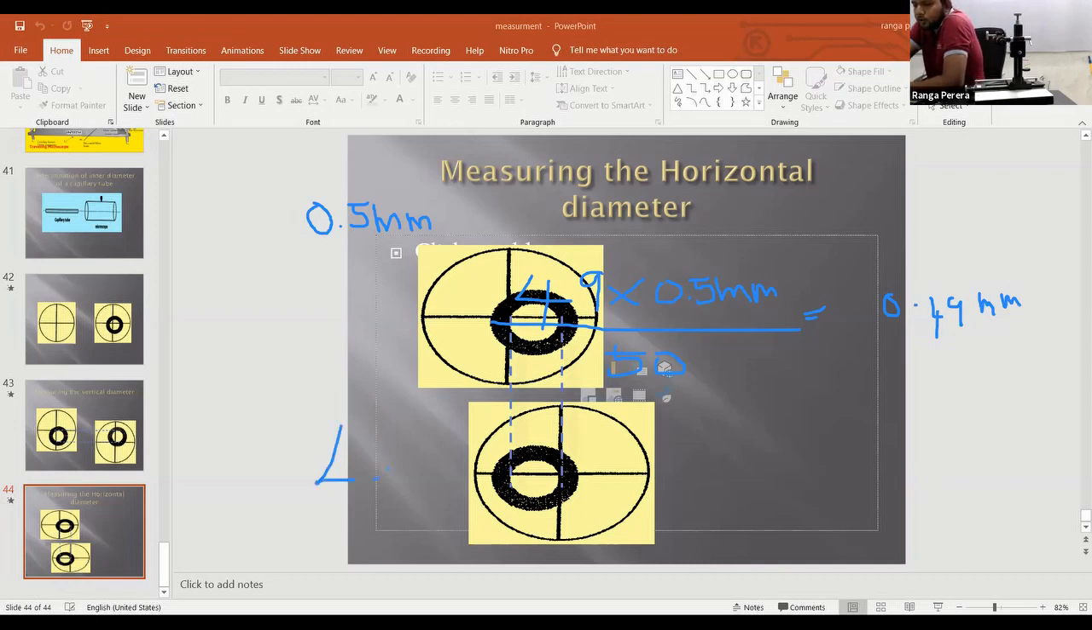So the least count, how to find the least count? Least count equals one main scale division, 0.5 millimeter, minus one vernier scale division, 0.49 millimeter. What is that answer? 0.01 millimeter is the least count of the instrument.